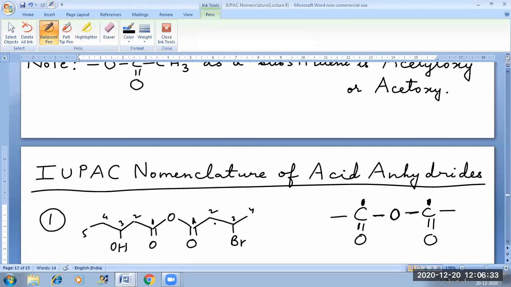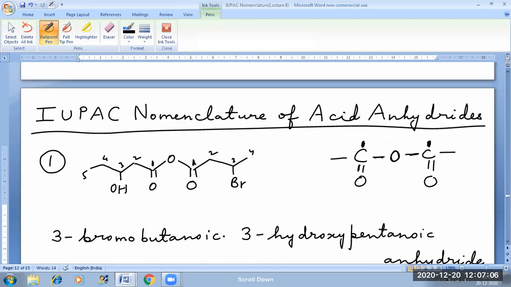If I'm looking only at the part attached to the right hand side of this oxygen, then it will be 1, 2, 3, 4, a chain of 4 carbon atoms. How will we name this? 3-bromo, because at the third position you see a bromine attached. So 3-bromo butanoic. 3-bromo butanoic.